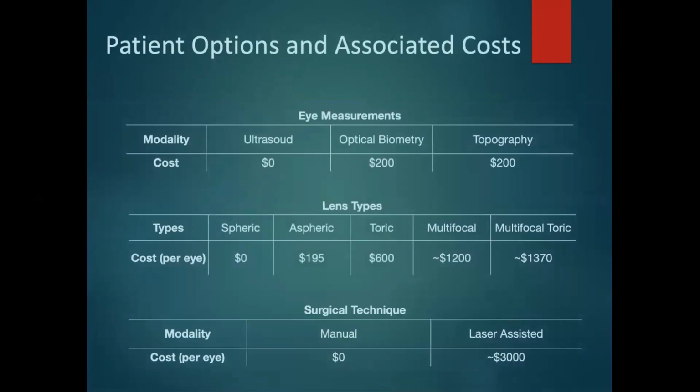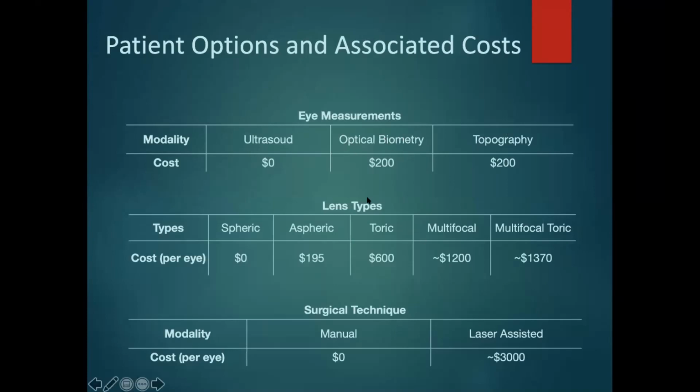So what are the implications of all that? Well, when we're talking to patients about cataract surgery, there's a few different decisions they have to make. First of all, we have to measure the eye to understand what type of lens we're putting in: how long is the eye, what's the curvature of the cornea, and there are different machines that allow us to do that. There's a simple ultrasound, this is optical biometry, and then topography for more of the high-end lenses.